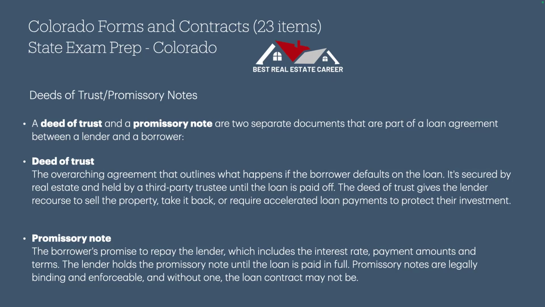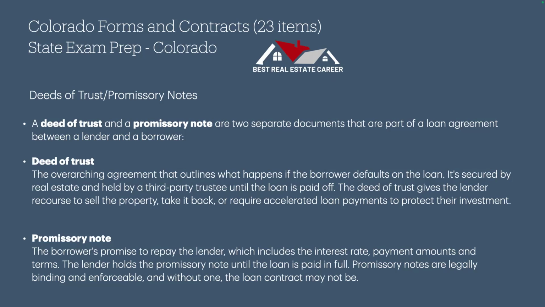All right. This is an agreement that outlines what happens if the borrower defaults on the loan. It's secured by real estate and held by a third-party trustee until the loan is paid off. The deed of trust gives the lender recourse to sell the property, take it back, or require accelerated loan payments to protect their investment. All right, cool. So the deed of trust, we're looking at this thing and it's just saying what happens. Here's the playground rules. You default. This is how we get our money back as a lender.